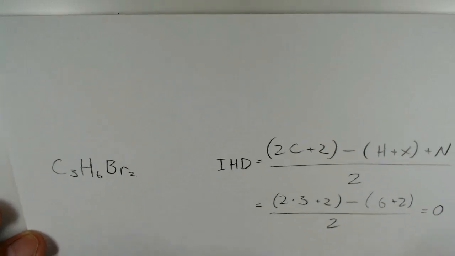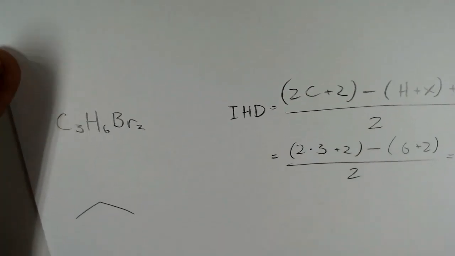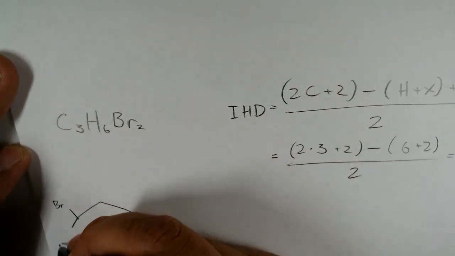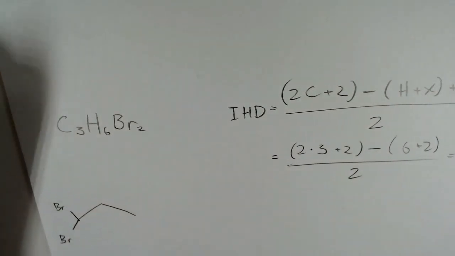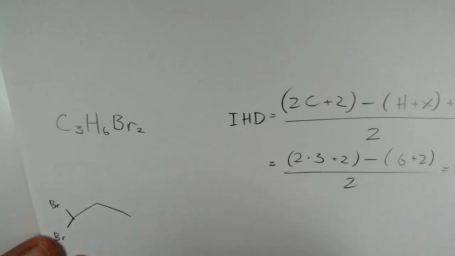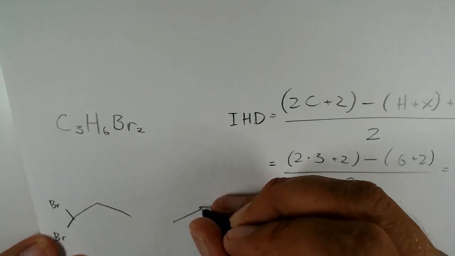So I think there's only one possible way to draw the carbon structure, like that. And I think the main thing that's going to change here is where we put the bromines. It doesn't really matter where you start. I'm going to start with putting them both on the first carbon, and then we can move from there. So I could then put them both on the second carbon, like this.